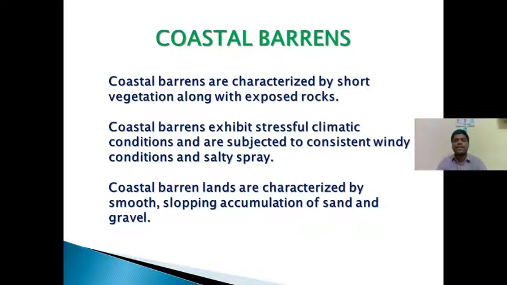Coastal barren lands are characterized by smooth, sloping accumulation of sand and gravel, and because of this there is a limitation for root development of the plant. And if the root is not properly developed, then the entire growth and development will be affected.